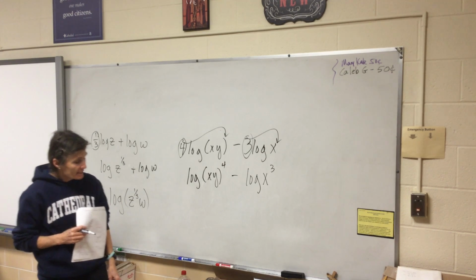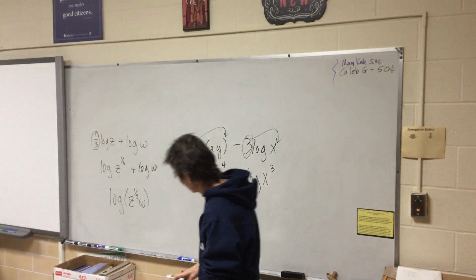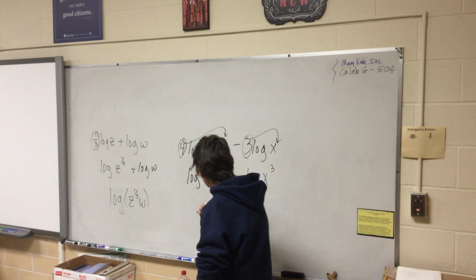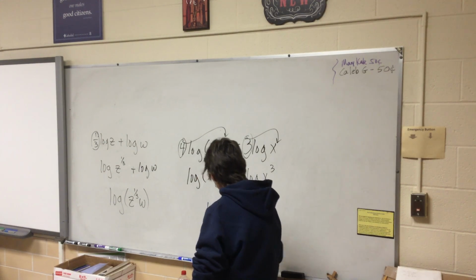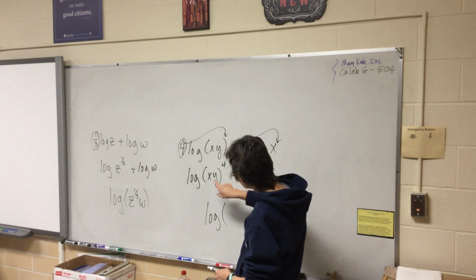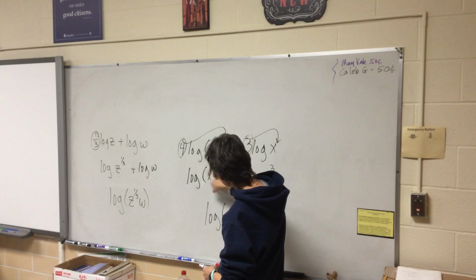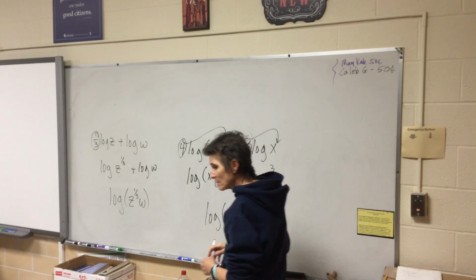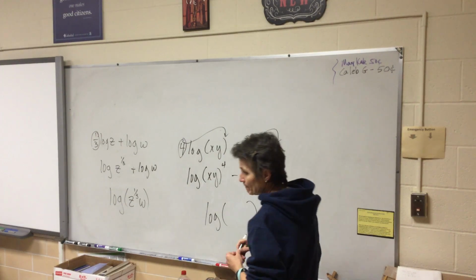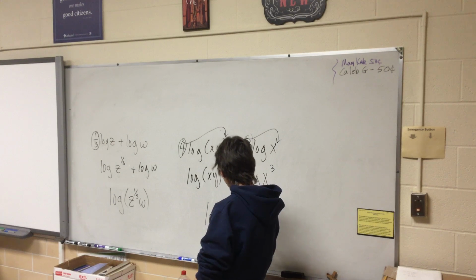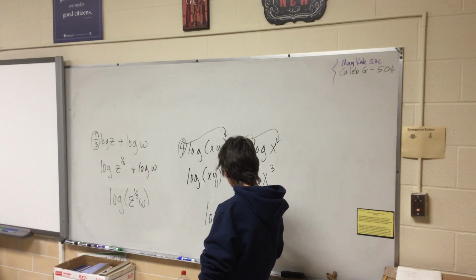Okay. Now, Clara Lee, I need to take these two individual logarithms and combine them into one. So I'm going to have the log of one thing. That means I need to combine this guy and this guy. Will I combine them as a multiply or as a divide? Divide. Exactly. So I'm going to have x to the fourth, y to the fourth, over x cubed.